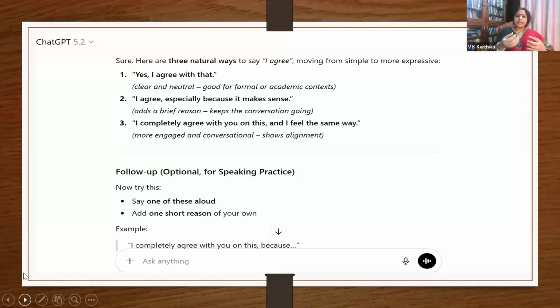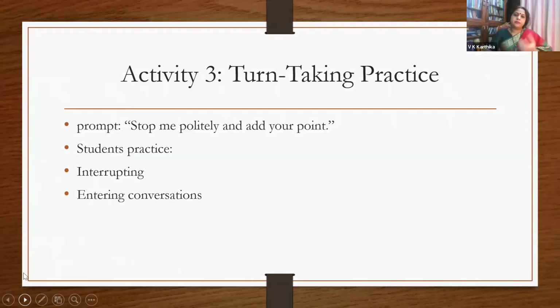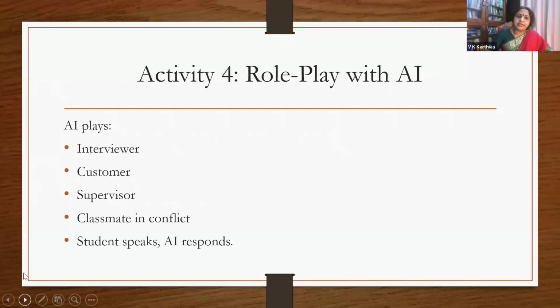So if you look here, it's not through speaking that they get it. They can also get it through chatting with ChatGPT. I'm just presenting some possibilities. And then turn-taking practice: stop me politely and add your point. Here the students will practice interrupting, entering into conversations while paying enough respect to the other person. So this is actually a speaking practice. They have to talk and the person can take turns. These are 3 activities that I did in the classroom.